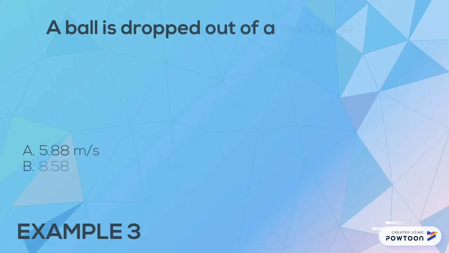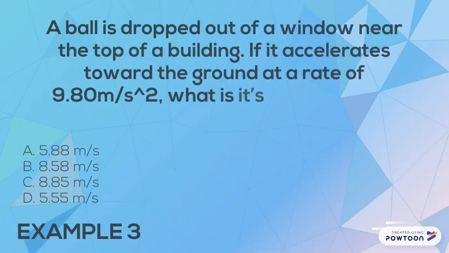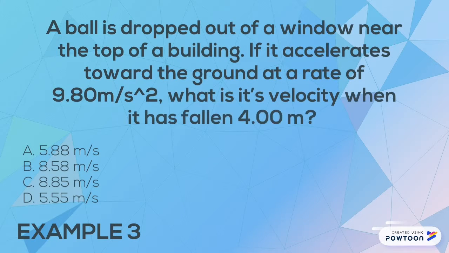A ball is dropped out of a window near the top of a building. If it accelerates toward the ground at a rate of 9.8 meters per second squared, what is its velocity when it has fallen 4 meters? And these are the choices.